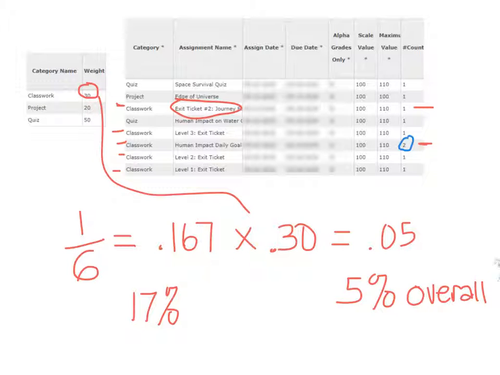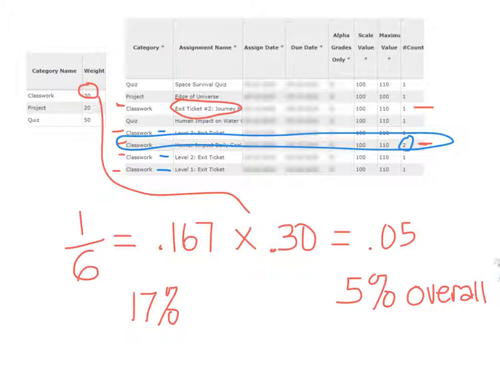Well, if that counts 5% overall, then we know that this one right here is going to count 5%. This one's going to count 5%. This one's going to count 5%. Which leaves this one. And obviously, since that counts twice, that's going to count for 10% of the overall. And it's going to count for really 33%, or 2 out of 6 times.